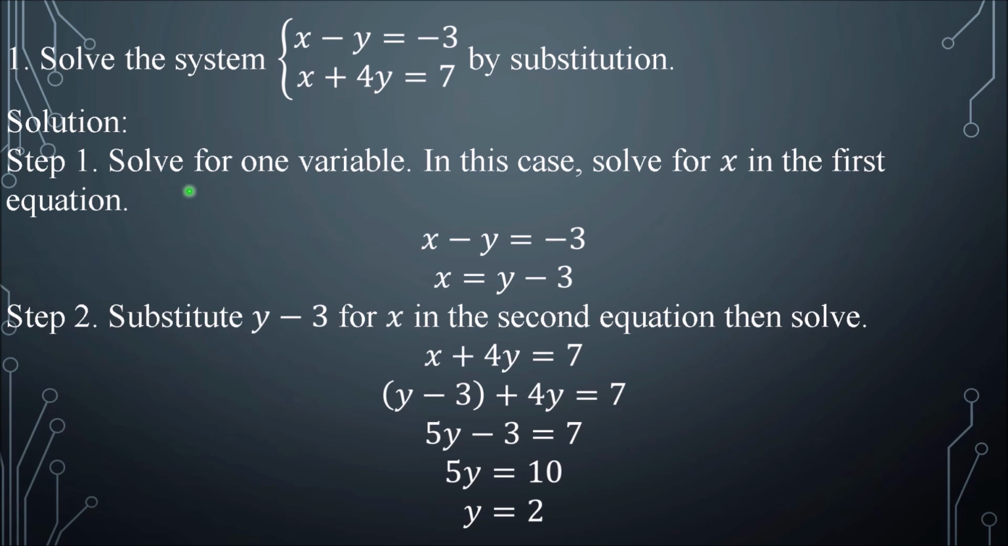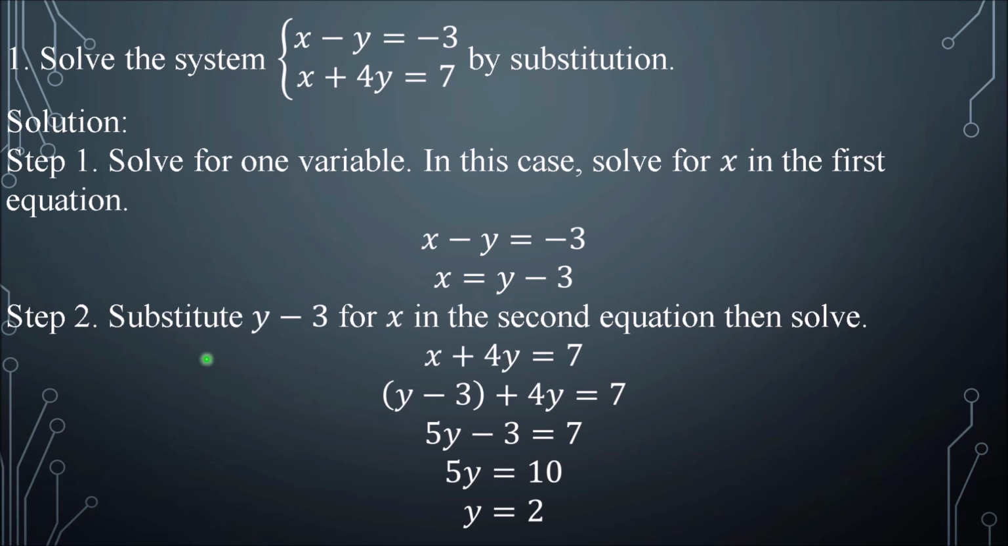So step number 1, solve for one variable. In this case, solve for x in the first equation. So first equation is x minus y equals negative 3. Solve for x, we have x is equal to y minus 3. So we transfer negative y to the other side, so it will become positive.